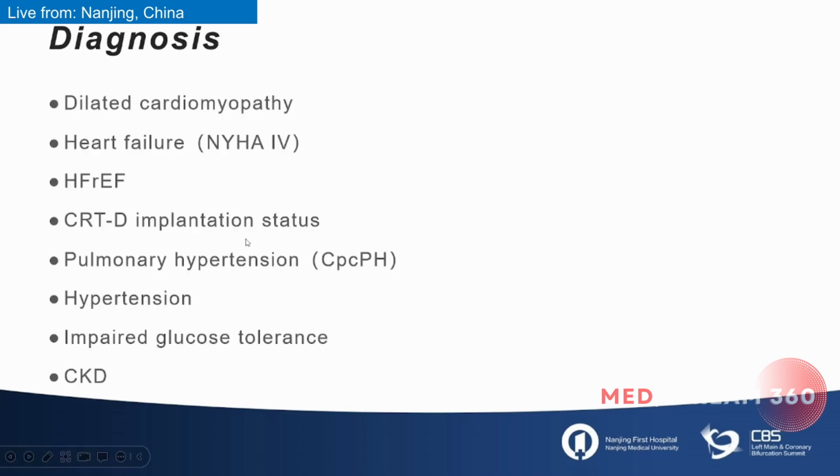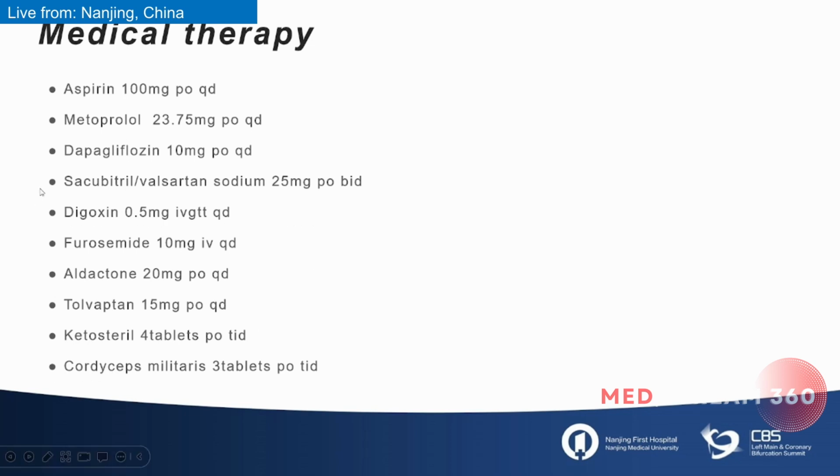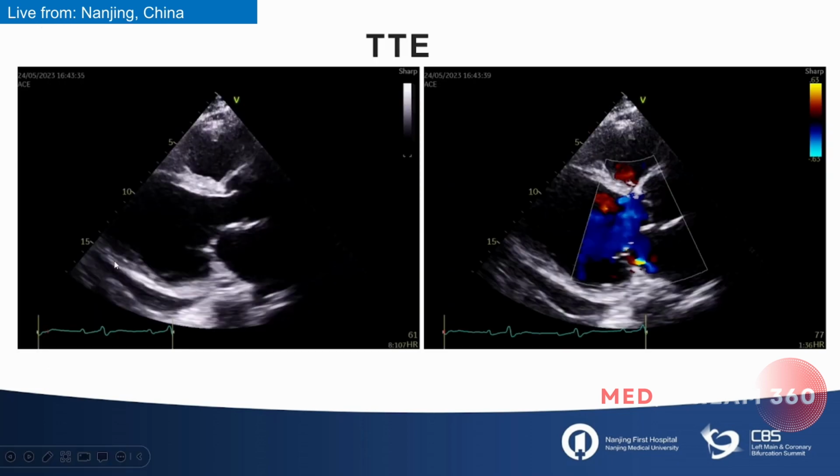After the heart team consultation, the final diagnosis for this patient is dilated cardiomyopathy and heart failure, NYHA class 4, with pulmonary hypertension, CpcPH, hypertension, and chronic kidney disease. The medical therapy for this patient is strictly applied GDMT, with metoprolol, dapagliflozin, ARNI, and diuretics.